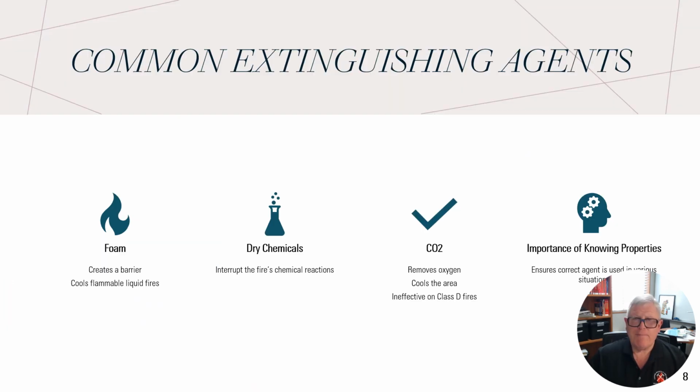Foam creates a barrier and cools flammable liquid fires. Dry chemicals interrupt the fire's chemical reactions. Carbon dioxide removes oxygen while cooling the area but is ineffective on Class D fires. Knowing these properties helps ensure the correct agent is used in various situations.